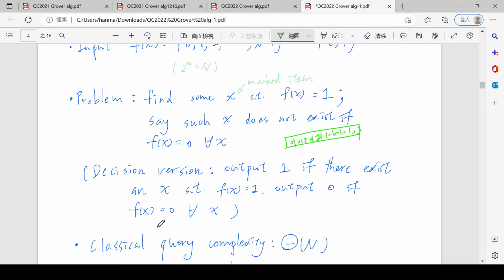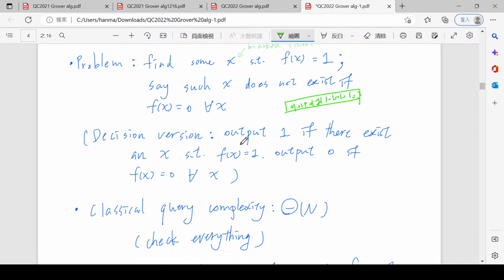And when you output 0, there is only one kind of f that you should output 0 for. That is when everything is 0. And you can probably find that those two are hard to distinguish, right? Where everything is 0, or somewhere there is a 1. That's what we are trying to distinguish in the lower bound. But anyway, that's the decision version. You want to see whether f of x is all 0 or not. And we'll see that this is actually very hard.